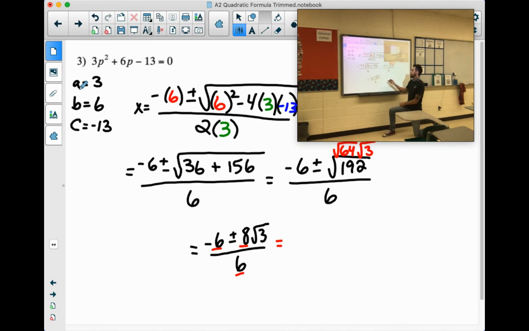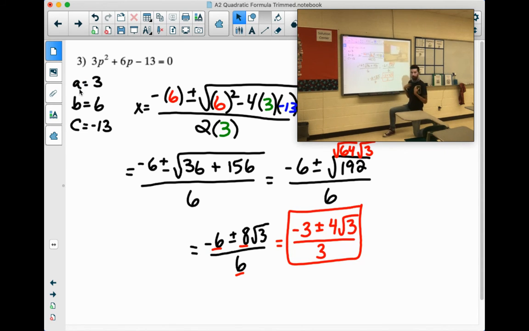So negative 6 divided by 2 is negative 3. We have the plus or minus. 8 root 3 divided by 2 is 4 root 3. And then 6 on the bottom, 6 divided by 2 is 3. That is one perfect way that you can do it.